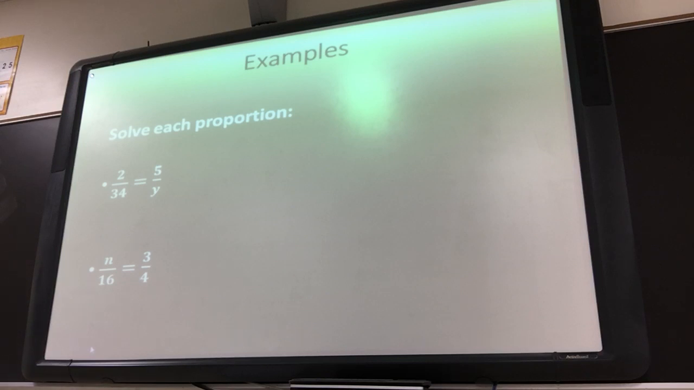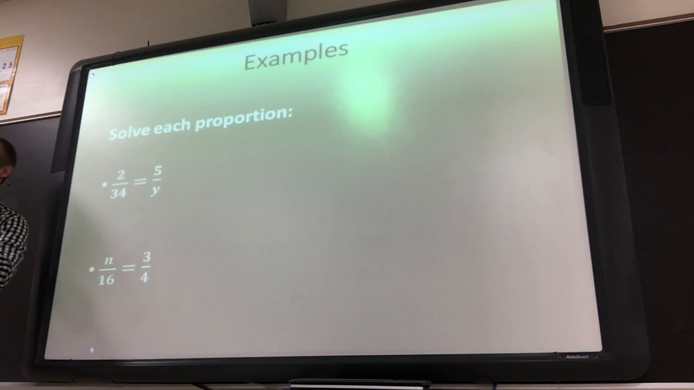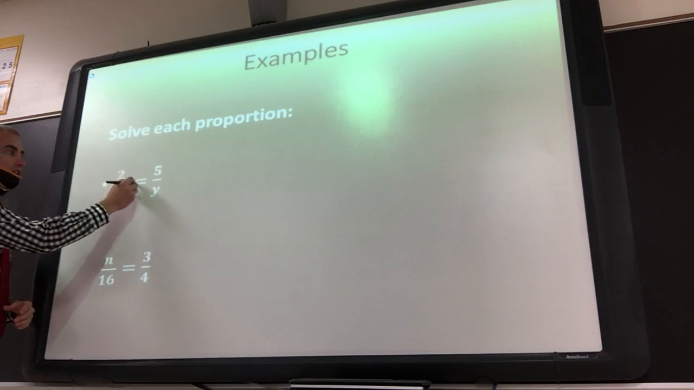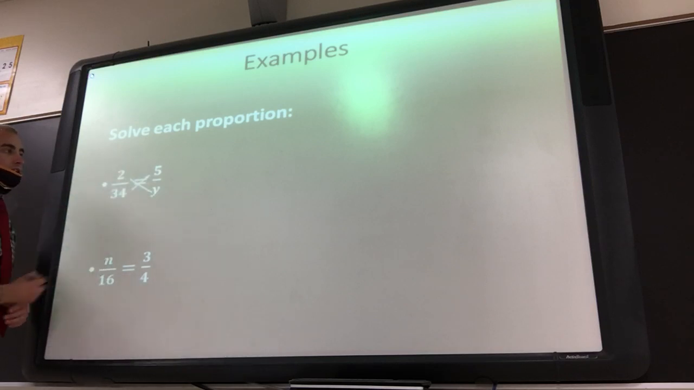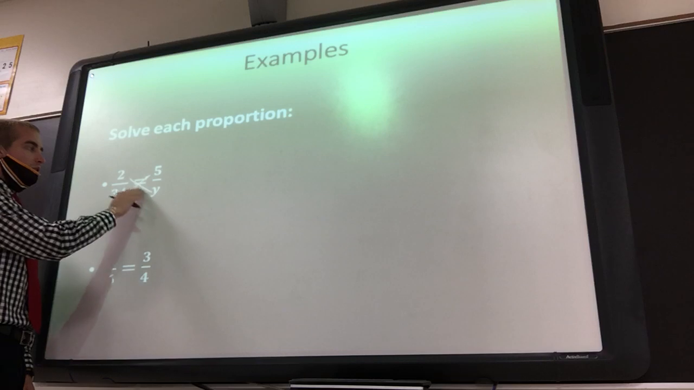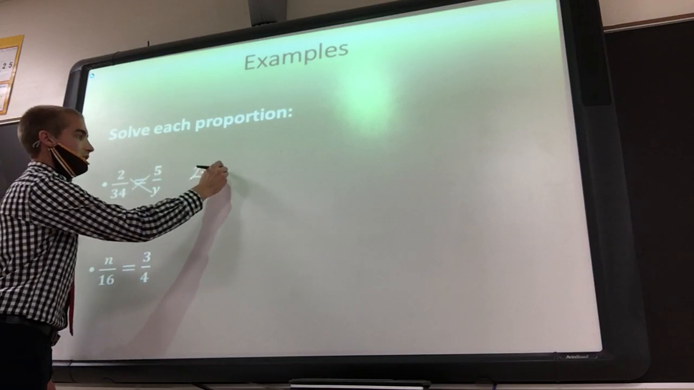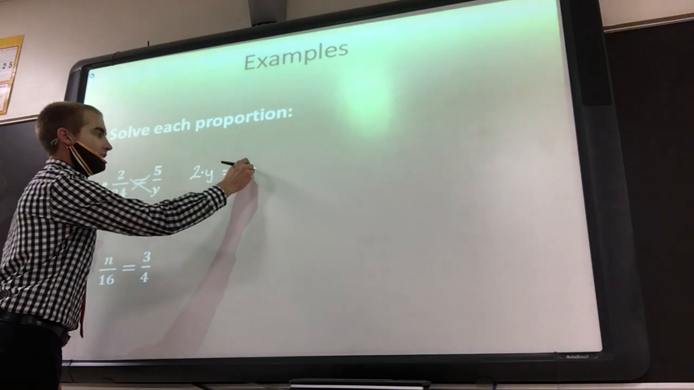Okay, so we've got this proportion. We don't know what y is. Okay? So what we're going to do is find the cross products. So we're going to do 2 times y and 34 times 5. Well, 2 times y, it's just 2 times y. So I'm going to write this. After I do the cross product, I'm going to go over here and write 2 times y equals 34 times 5.